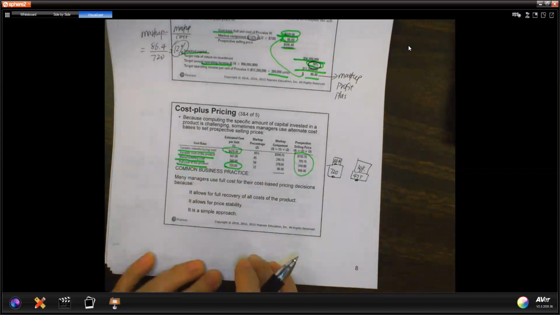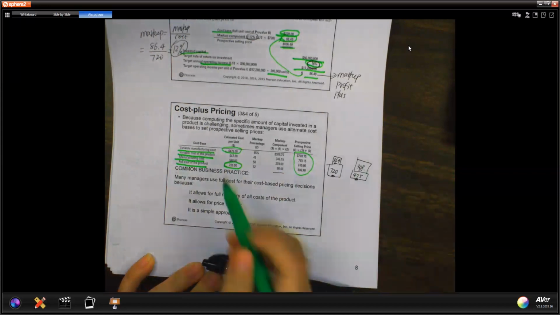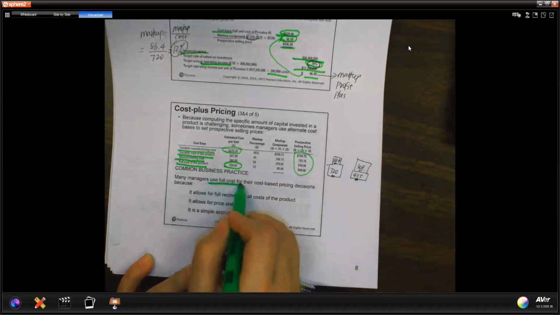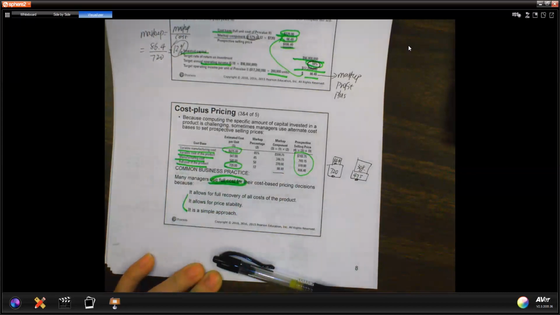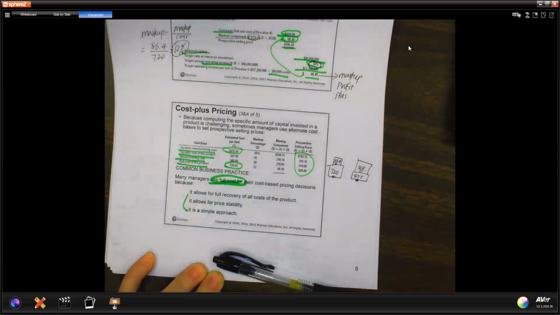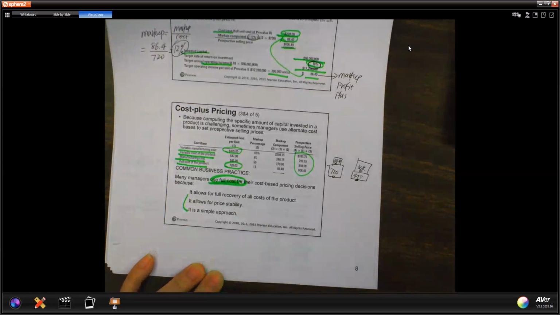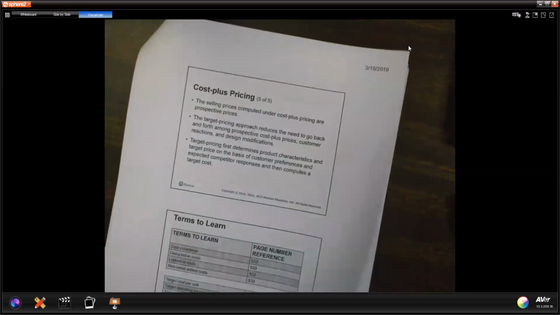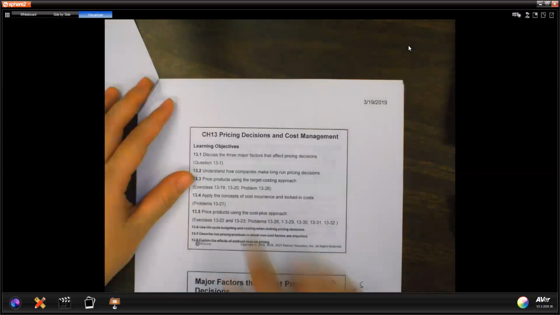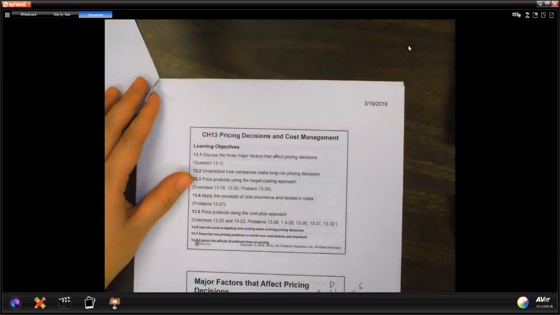And then we said in reality, managers prefer to use the full cost because of these 3 reasons. I'm not going to really read them, but those are the main points in the PowerPoint. So I will post my solution to some practice problems in the Blackboard. I may make a video, I may not make one, but I will let you know. So this is all about chapter 13, talking about how we define our price.